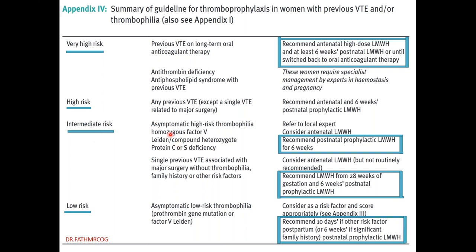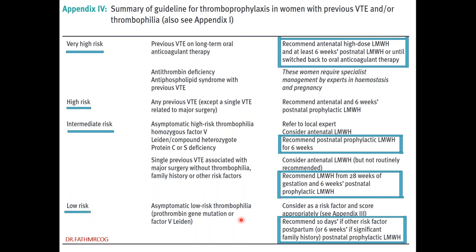Intermediate risk: asymptomatic high risk thrombophilia, homozygous factor V Leiden, or compound heterozygous, protein C or S deficiency. So we recommend postnatal prophylactic low molecular weight heparin for 6 weeks.